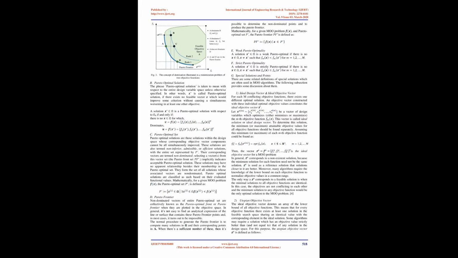The normal procedure to generate the Pareto frontier is to compute many solutions in the design space and their corresponding points in the objective space. When there's a sufficient number of these, then it's possible to determine the non-dominated points and to produce the Pareto frontier. Mathematically, for a given MOO problem and Pareto optimal set, the Pareto frontier is defined as follows. E. Weak Pareto optimality. A solution is a weak Pareto optimal if there is no other solution such that. F. Strict Pareto optimality.